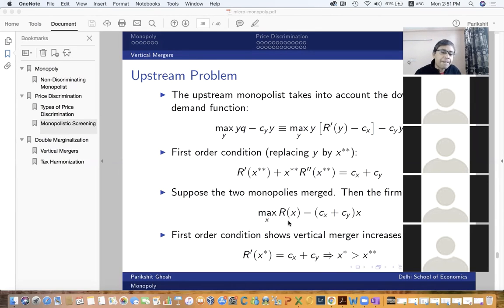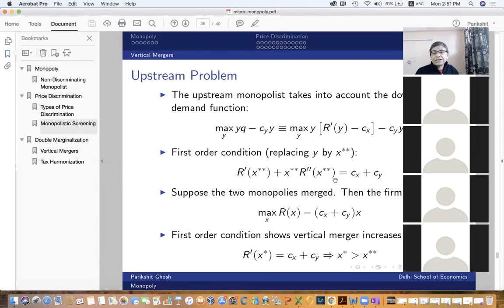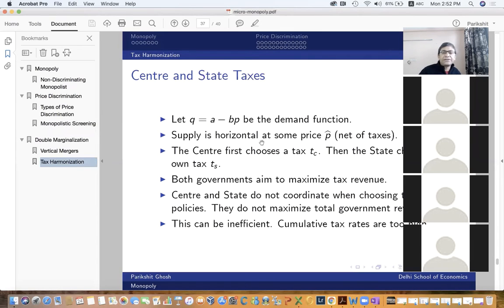Yeah. So now, the last thing which I had on the slides is basically carrying forward this same idea essentially, and looking at it in another context, which is tax harmonization. And this is relevant to the debate about something like the GST.